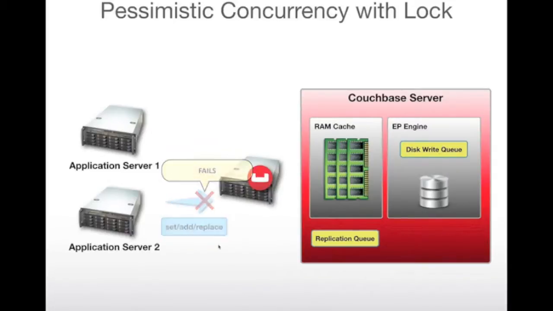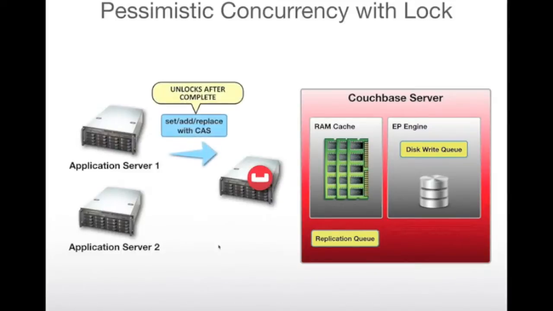It tries to replace it, but it fails because it is locked, and then to unlock it, it either times out if you don't do anything, or that first server that generated the lock does a storage operation with the CAS, which also generates a new CAS, and it unlocks after that's complete. I think the maximum amount of time you can lock a particular document is 30 seconds. That's the maximum time before it automatically times out. Of course, you can specify the maximum amount of time in that get with lock statement within the SDK.